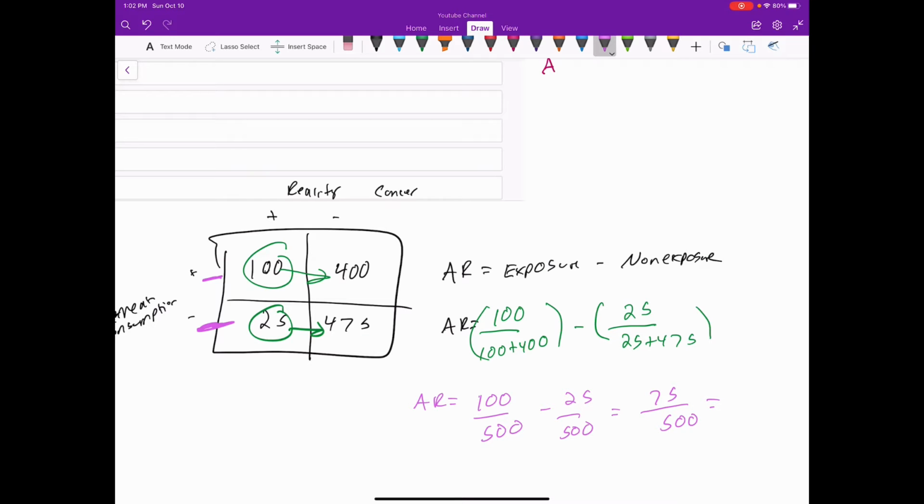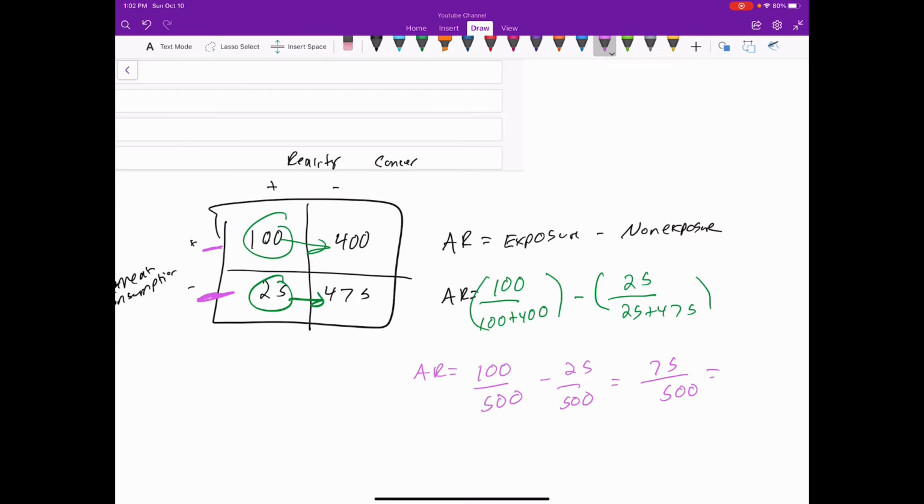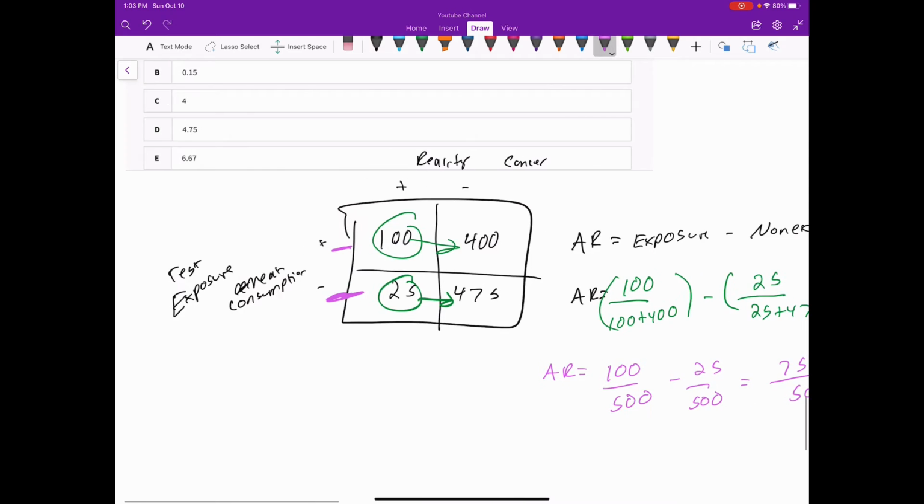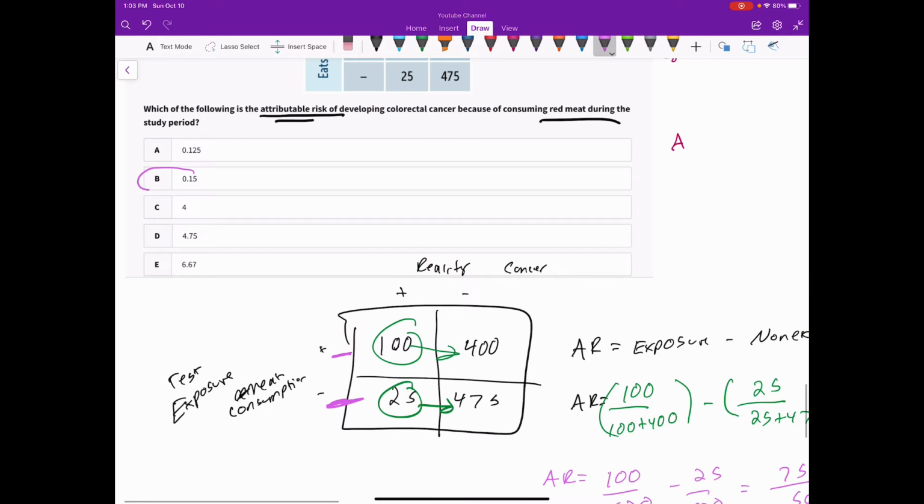Need a calculator. My apologies. Let's see what that is. 75 divided by 500. So this is going to give us 0.15. So our attributable risk is going to equal 0.15. Not too bad.